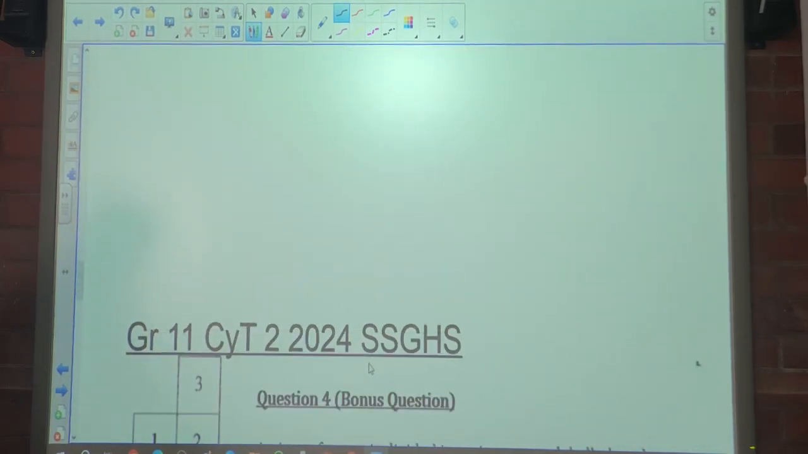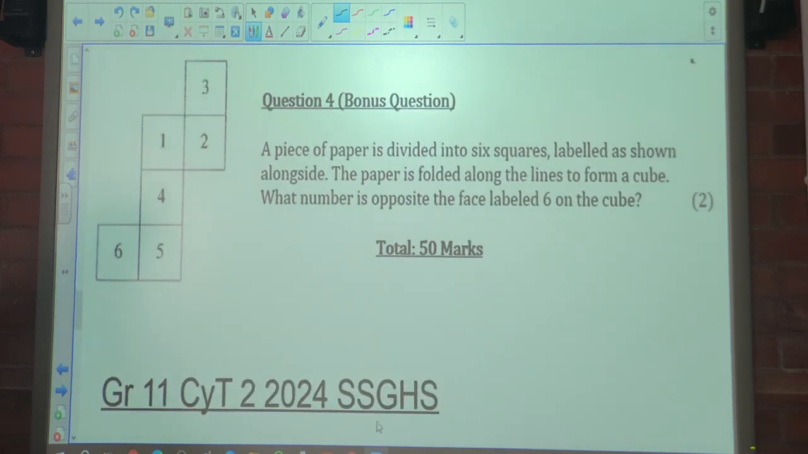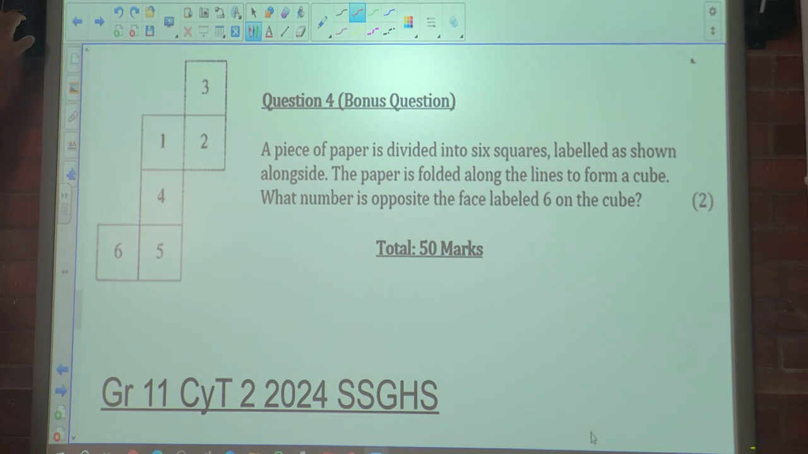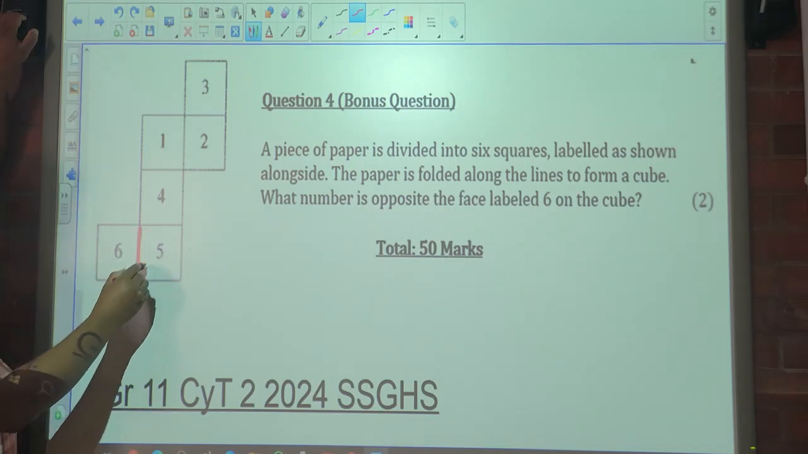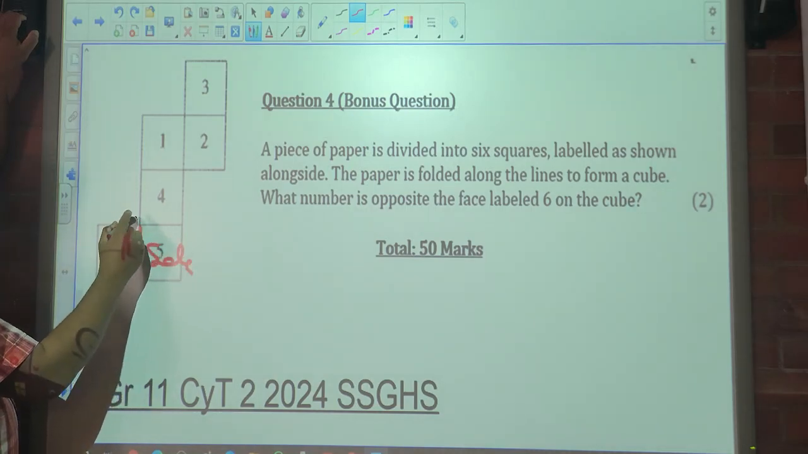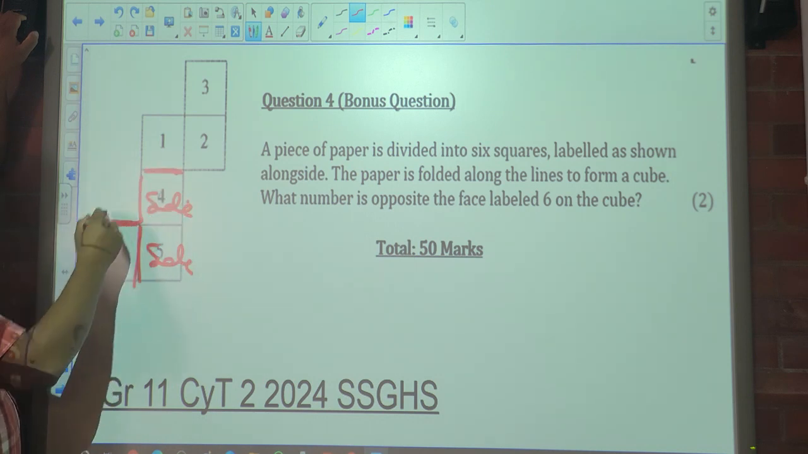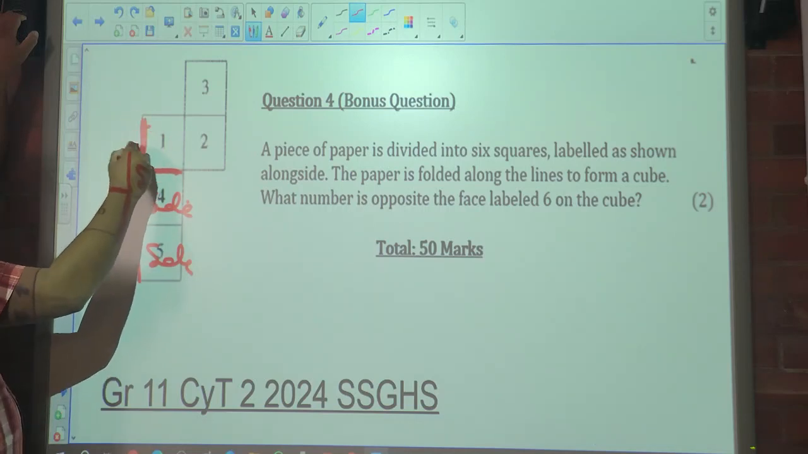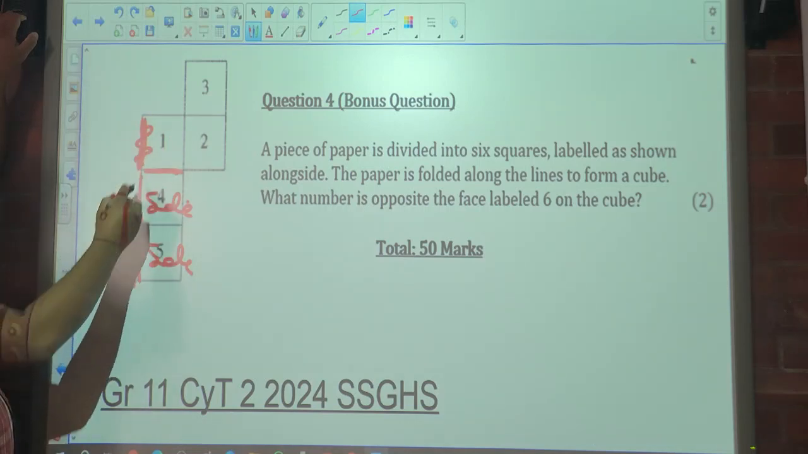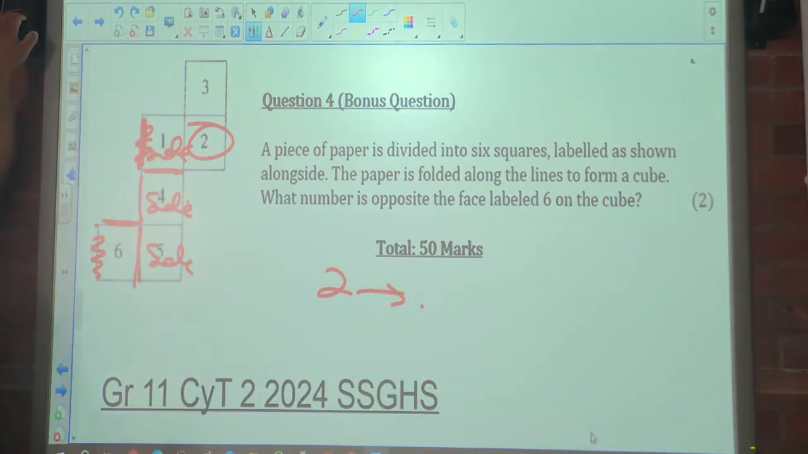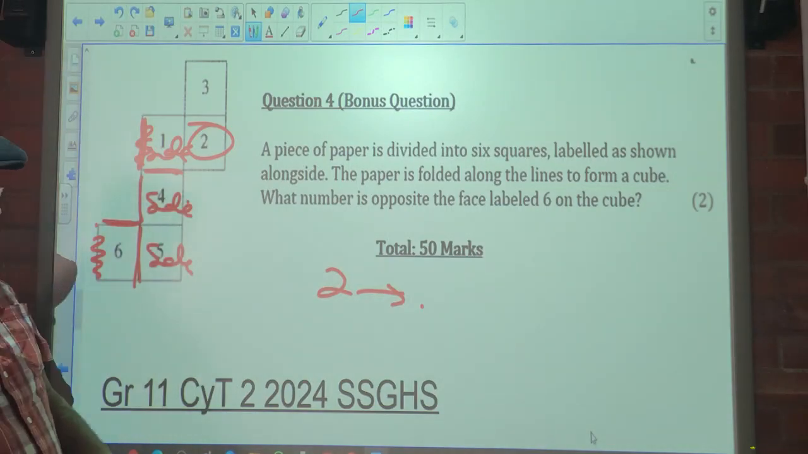Right, next question, the bonus question. A piece of paper is divided into 6 squares, labeled as shown alongside. The paper is folded along the lines to form a cube. What number is opposite the face labeled 6 on the cube? So if you fold this up, this will be a side. So that is up. This will connect to that, so that's also a side. Now if I bend that, this part here will fall on this side, so that's also a side. So 2 has to be on top. All to do with logic, okay?